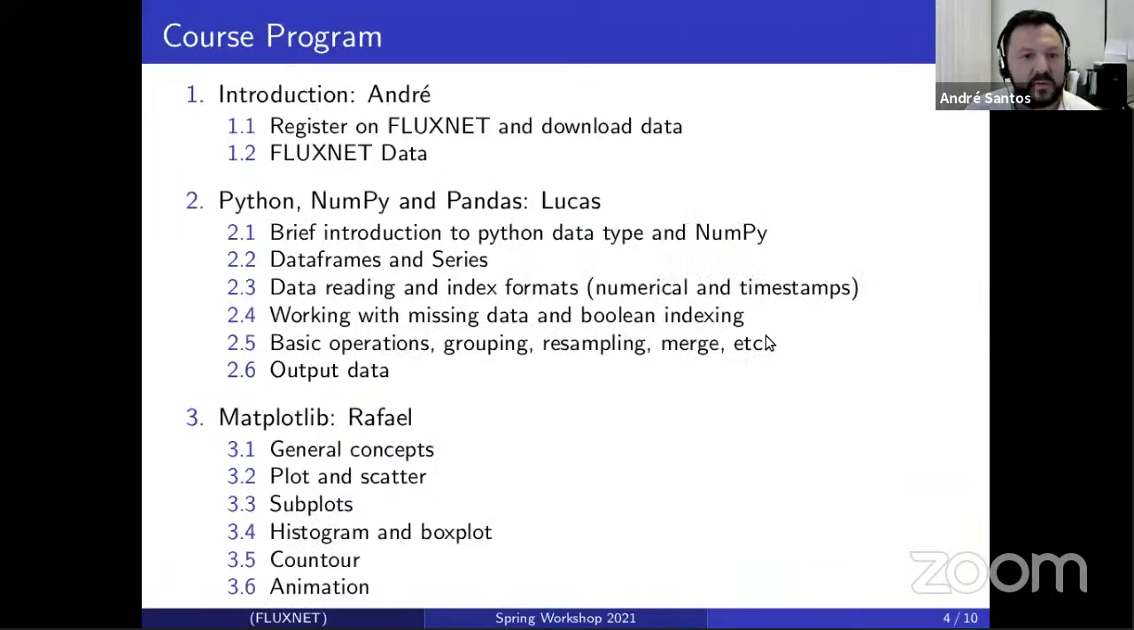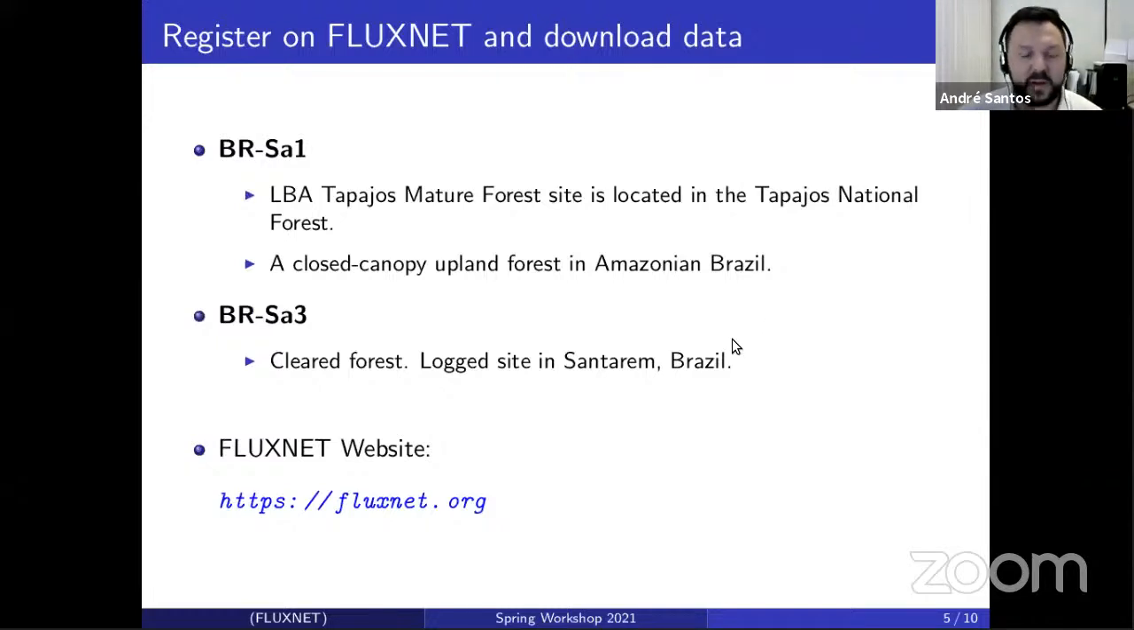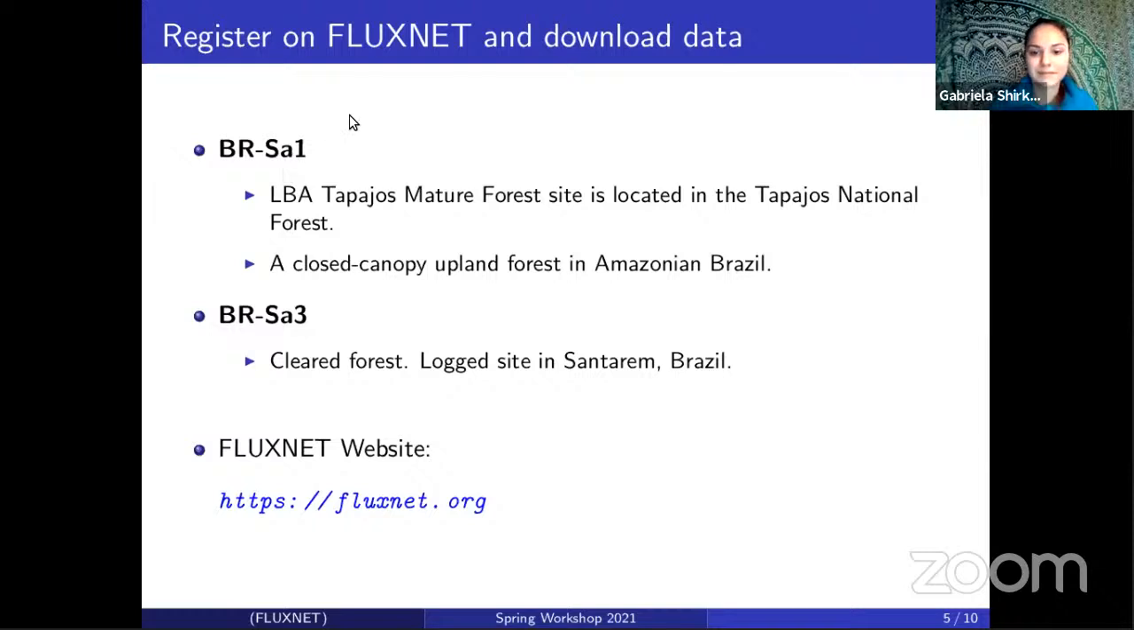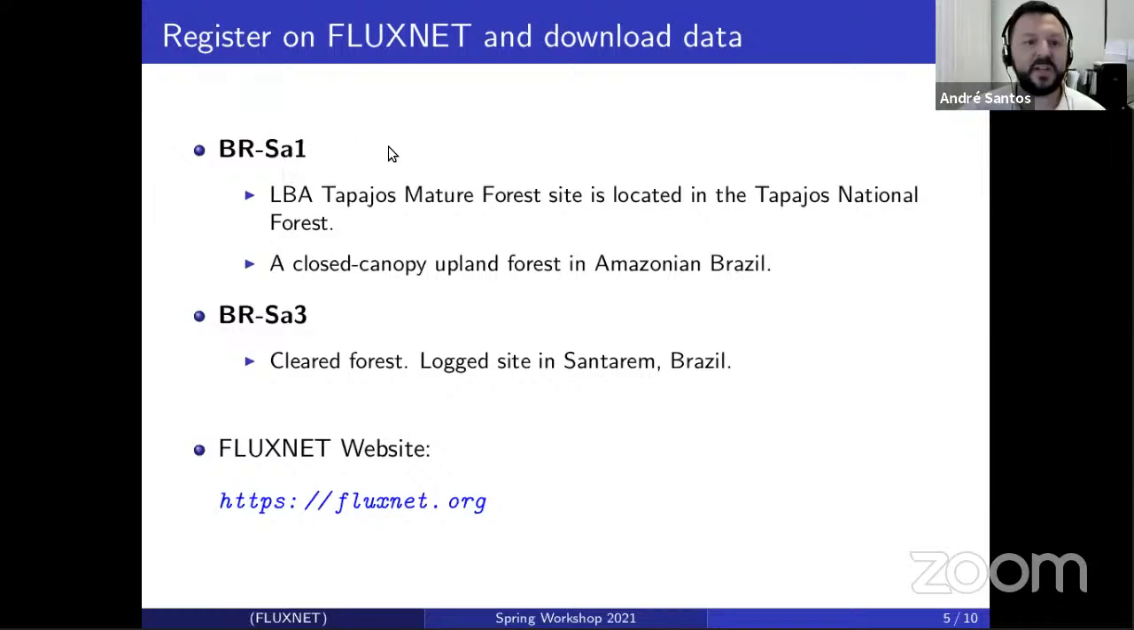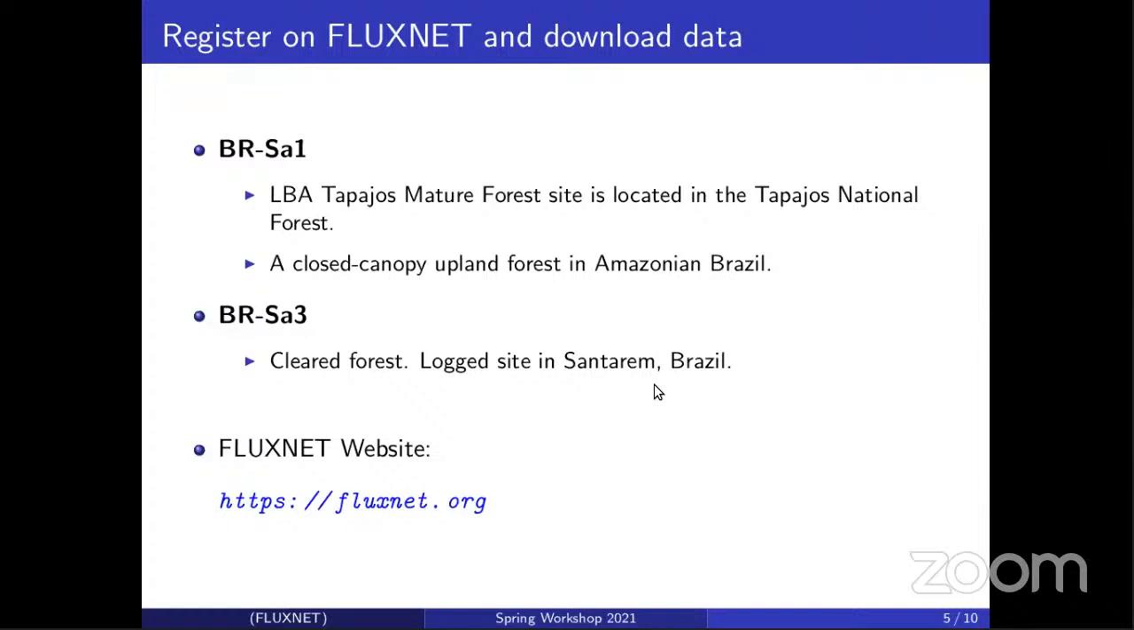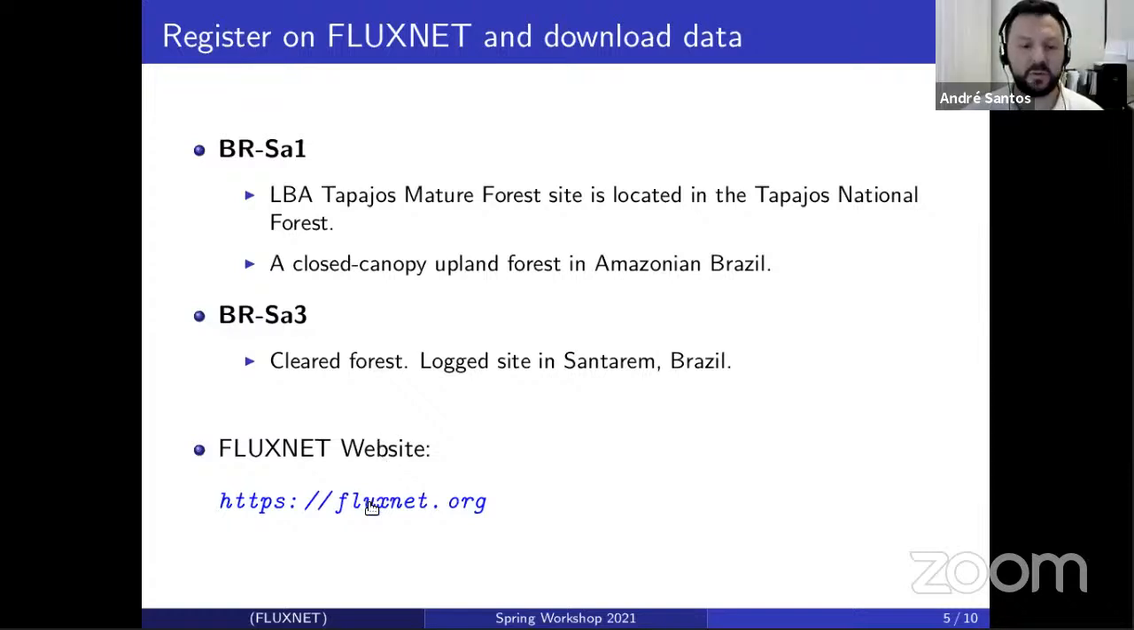So here's the program. I think you have already seen this on the program. Today we're going to use essentially two data sets from the Amazonian region in Brazil. The first one is mature forest, and the second one, BRSA3, is a cleared forest. The two sites are near Santarém in the Amazonian region. For those who didn't download the data, we are going to do this here.